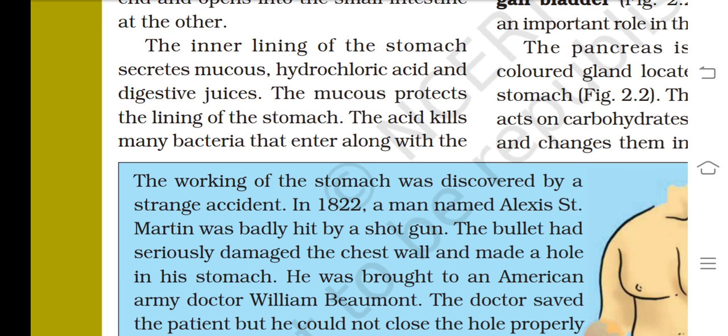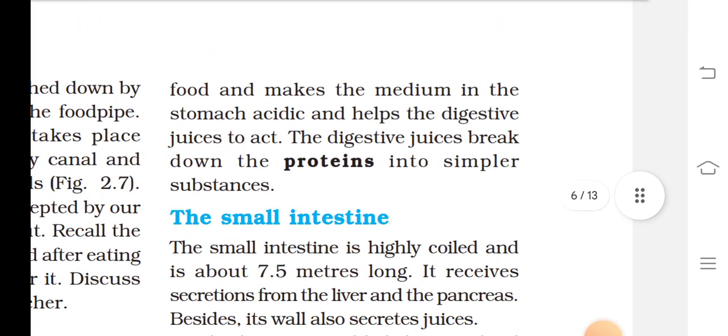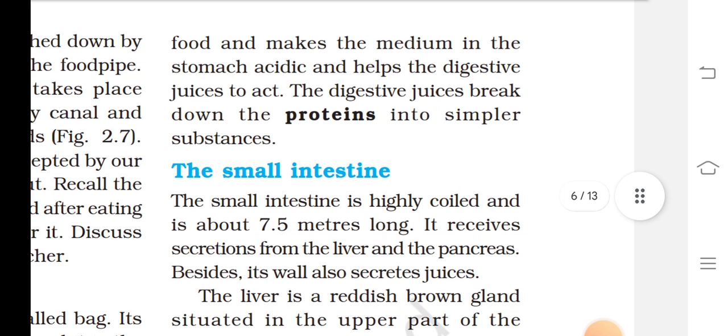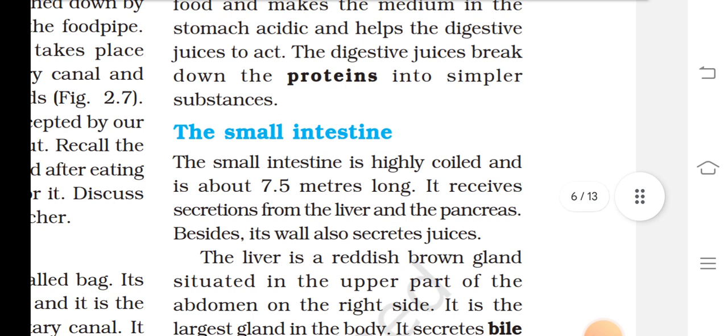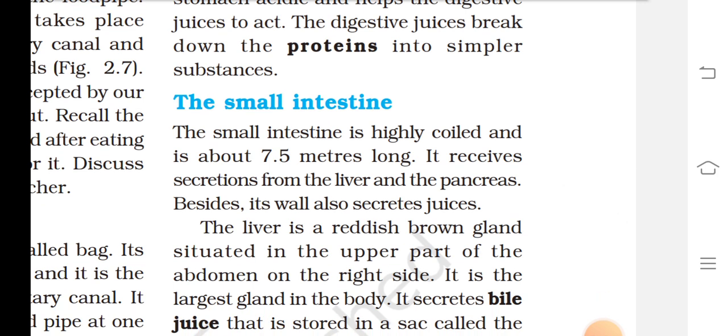The inner lining of the stomach secretes mucus, hydrochloric acid and digestive juices. The mucus protects the lining of the stomach. The acid kills many bacteria that enter along with the food and makes the medium in the stomach acidic. This helps the digestive juice act. The digestive juice breaks down the protein into simpler substances.